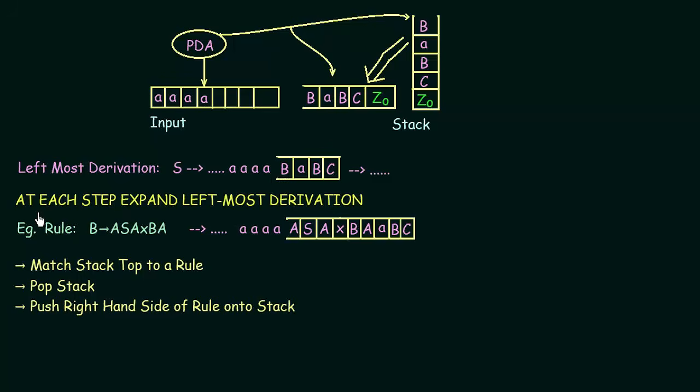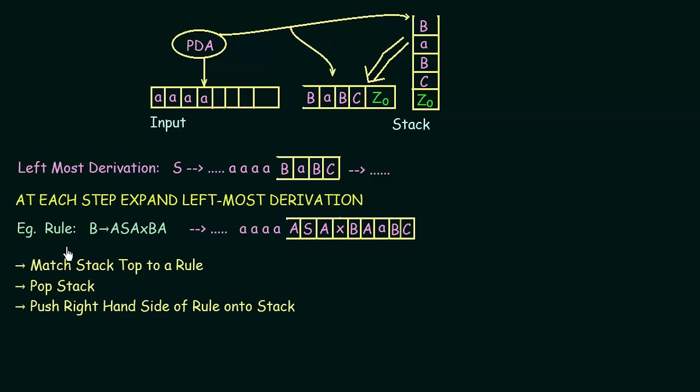And then what we have to do is at each step expand the leftmost derivation. So I already told you in leftmost derivation what we do is we always expand the leftmost non-terminal, but when we do it in our push-down automata, how do we actually do it? We have to do it using our inputs and stacks and all this. So how do we do it using the push-down automata?